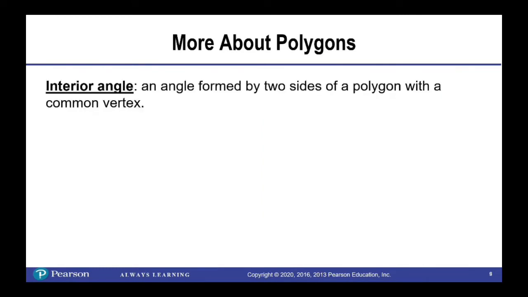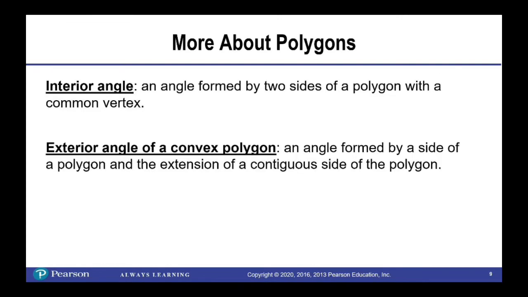The interior angle of a polygon is formed by 2 sides of the polygon that share a common vertex. The exterior angle of a polygon is just that. It is outside of the polygon, and it's made by extending a side of the polygon.